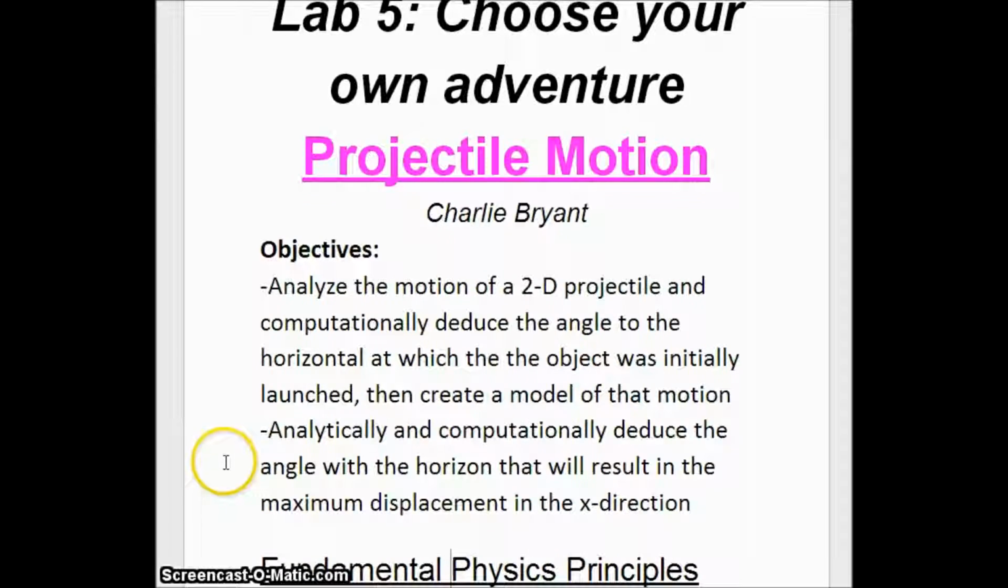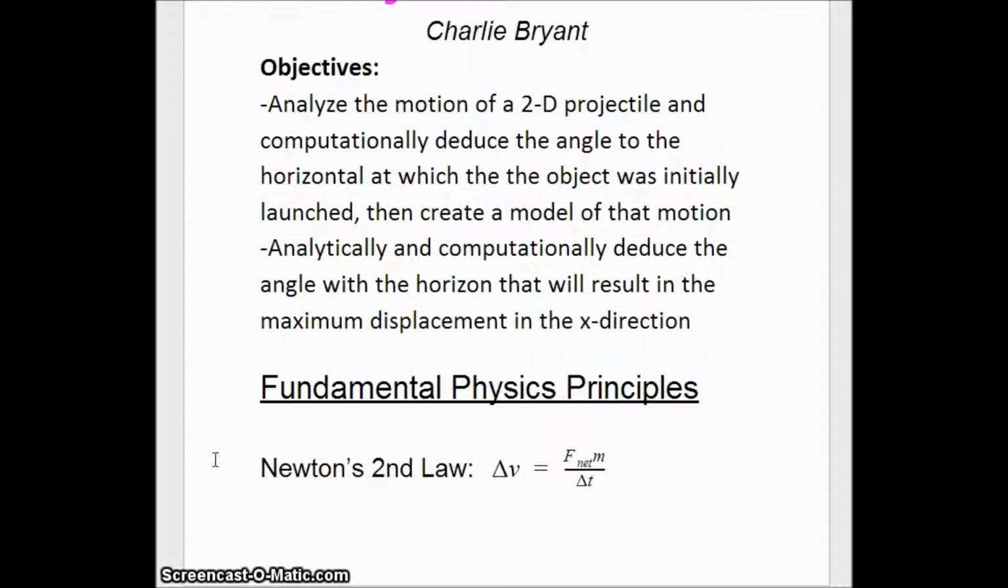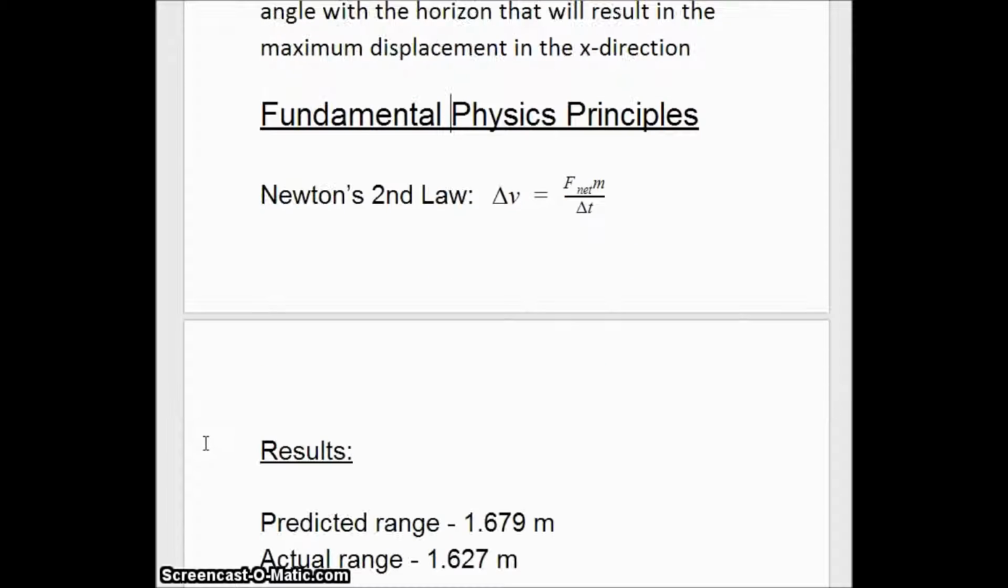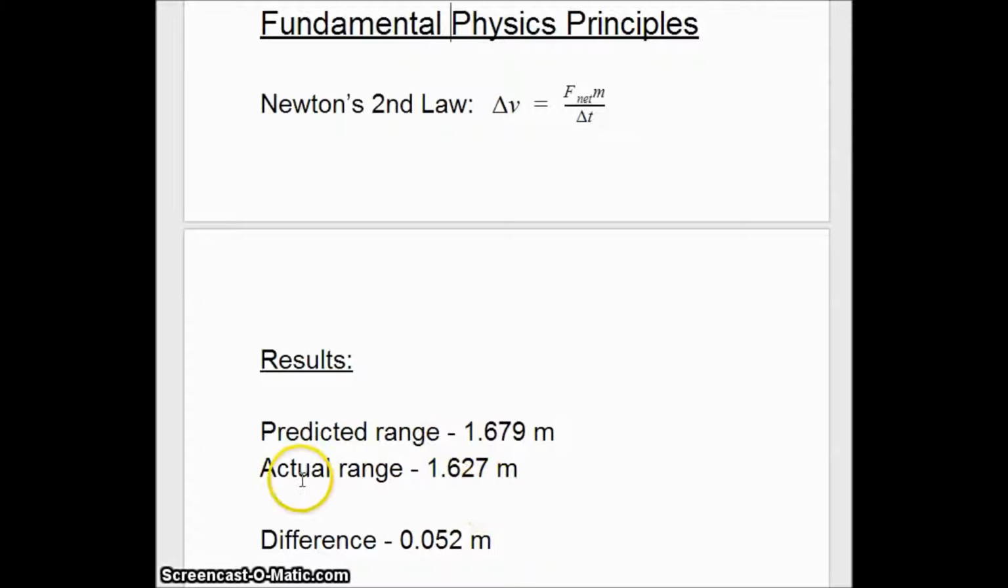in the x direction. The fundamental physics principles involved are Newton's second law. So the change in velocity is equal to the net force times the mass of the object over the change in time on which the force acted on the object. Our results were that the predicted range and actual range recorded in the x direction differed by about 5 centimeters. Let's explore that further.